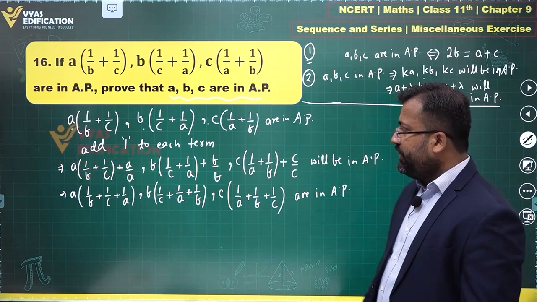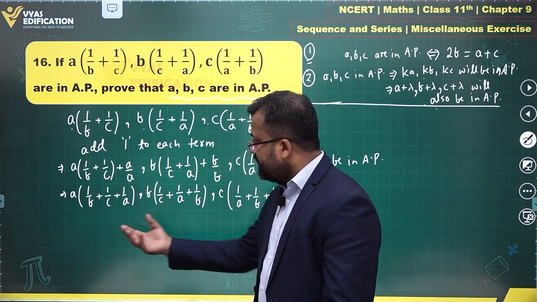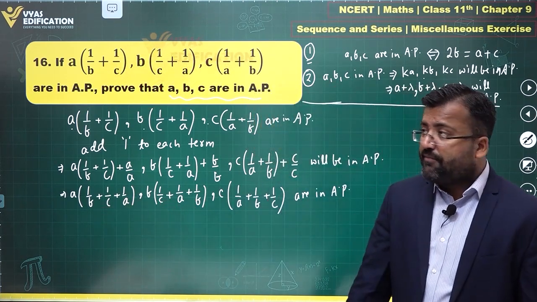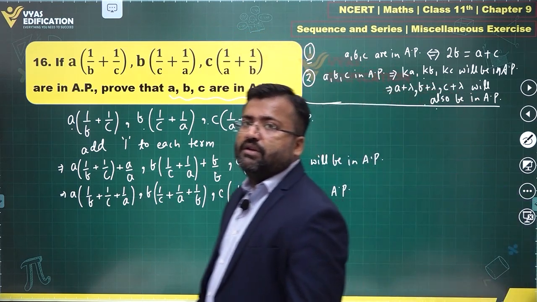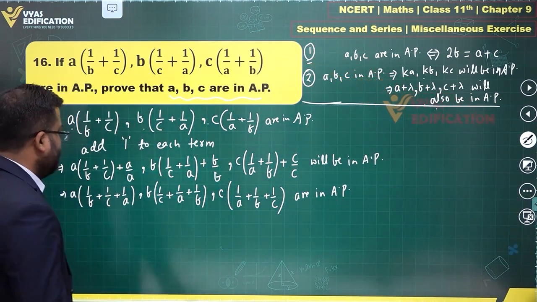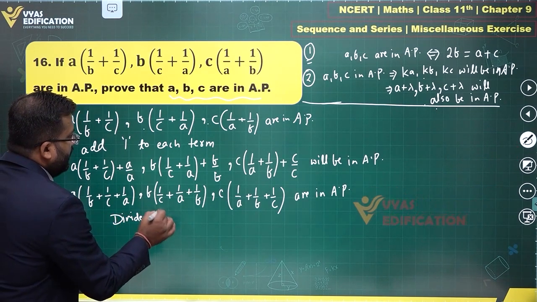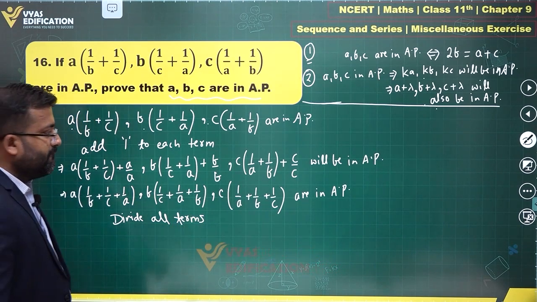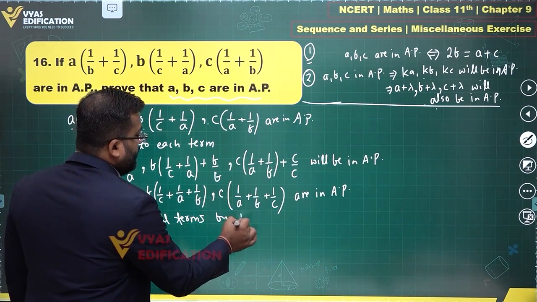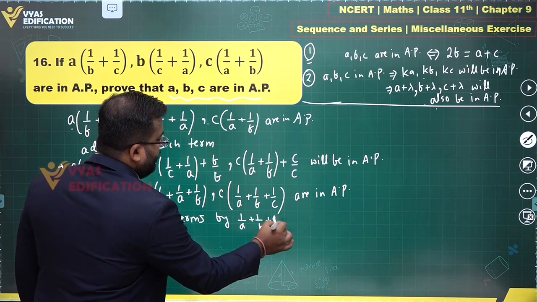Simple calculation. Now do I observe 1 upon A plus 1 upon B plus 1 upon C, 1 upon A, 1 upon B, 1 upon C, 1 upon B, 1 upon A, 1 upon C over here? Can I divide by this expression? Can I divide by these terms over there? Divide all terms by 1 upon A plus 1 upon B plus 1 upon C.